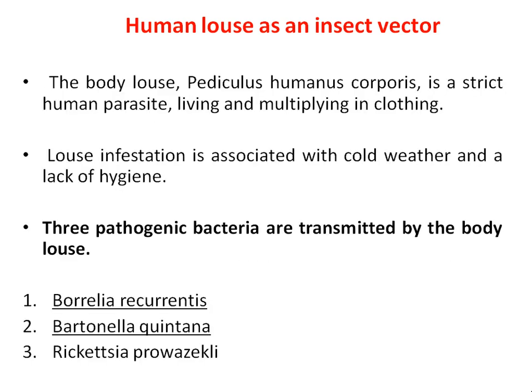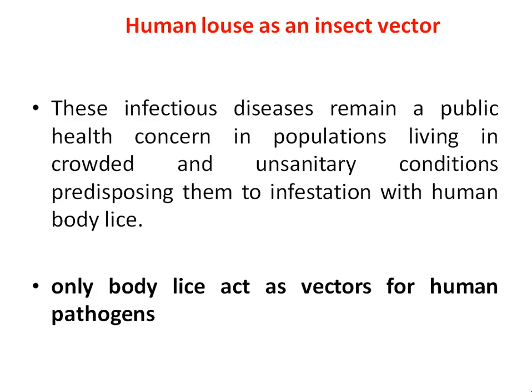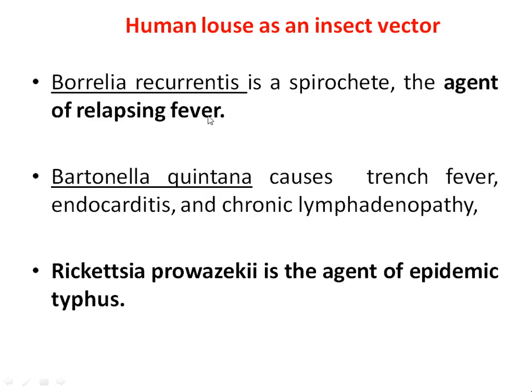Borrelia recurrentis causes the relapsing fever. Bartonella quintana causes the trench fever or endocarditis, and it may lead to chronic lymphadenopathy, that is the infection of the lymph nodes. The Rickettsia prowazekii is also responsible for the epidemic typhus.